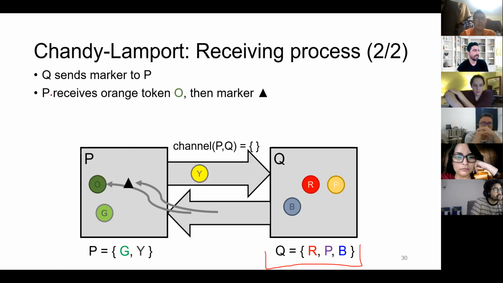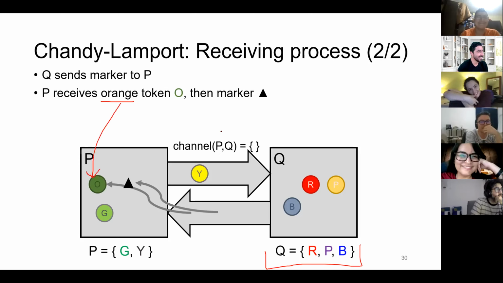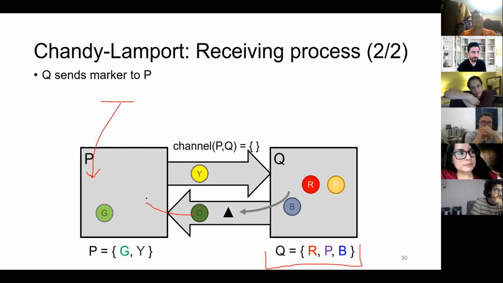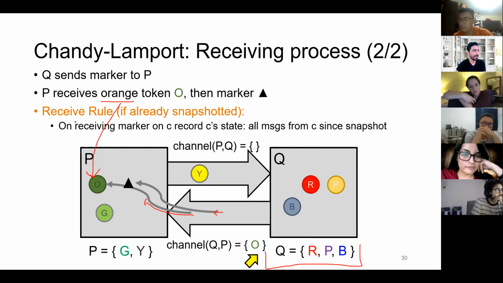So Q sends the marker, and P receives the orange token. It's supposed to be orange, okay? It's green here, don't confuse. It received this token and then the marker. Again this is first in, first out. This is going to go first, then this is going to follow. So receive the token and receive the markers. And another receive rule, if you already snapshotted, because you remember P had initiated the snapshot: if you are snapshotted, then on receiving marker on C, record C state as all messages from C since snapshot.